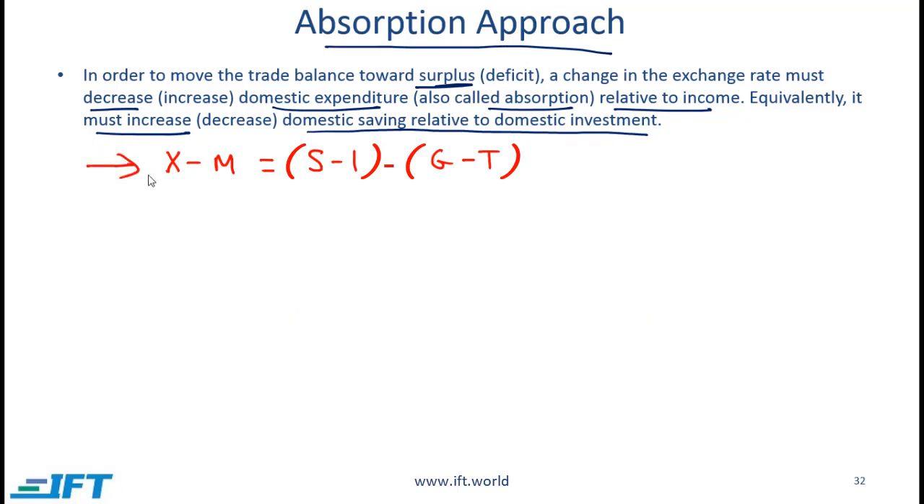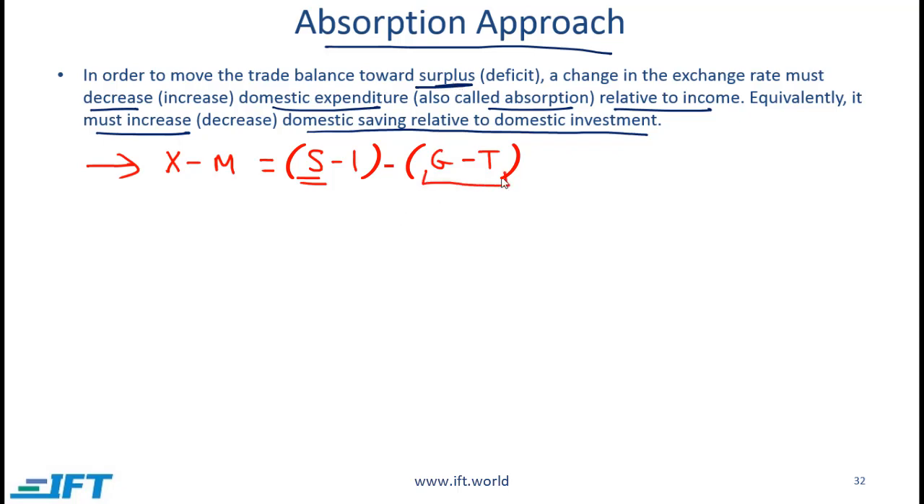This relationship, which I hope you have memorized by now, illustrates the point very well. If there is an increase in savings relative to investment, then X minus M goes up. X minus M goes up means that we move towards a surplus. If we are in a deficit, then the deficit becomes less. If we have a surplus, then the surplus increases.